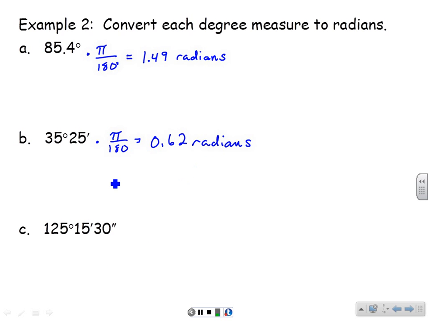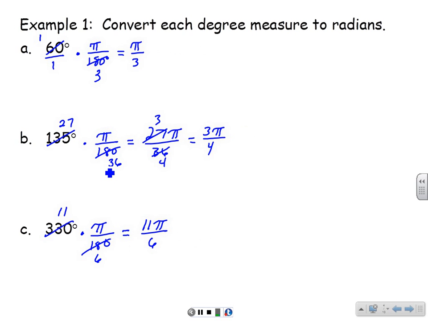So again, we're going to multiply 125 degrees, 15 minutes, 30 seconds by pi over 180, and we're actually going to use the pi, and so we're going to get 2.19 radians. So again, if you actually use pi in your calculations and come up with a decimal, then you're going to need to write the word radians. And if you don't use the pi, in other words, you leave it in terms of pi, you can just reduce and get a whole number, or a fraction rather, then just leave it in terms of pi, and that's understood to be radians.